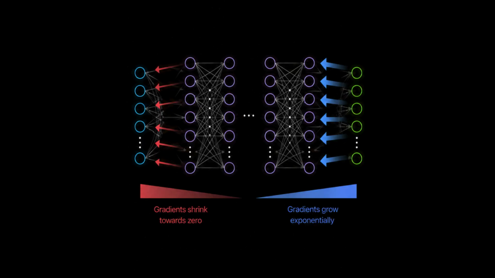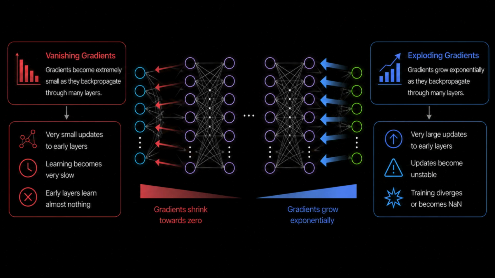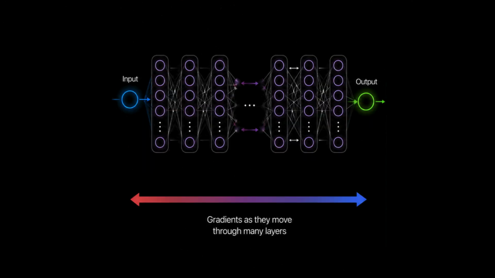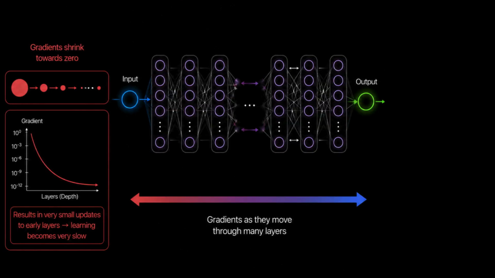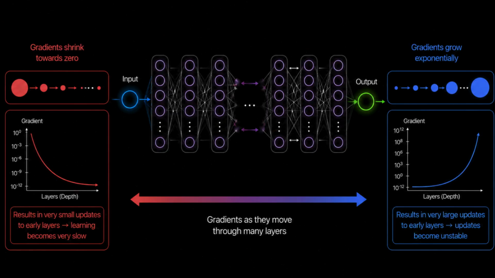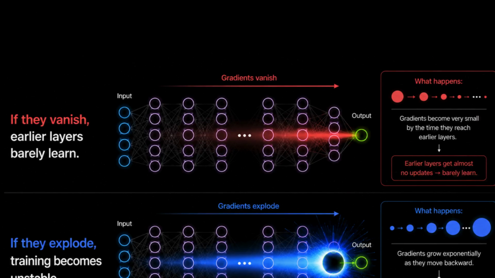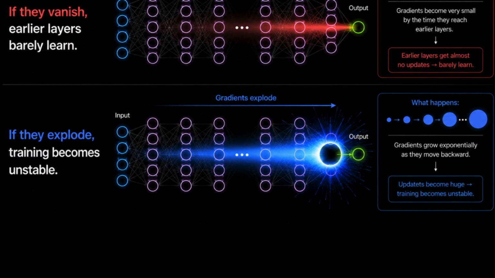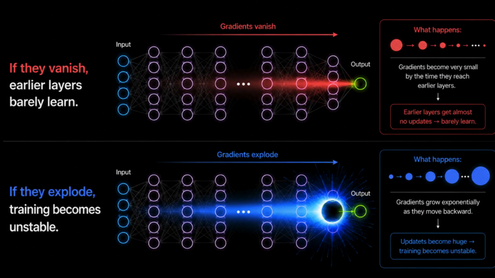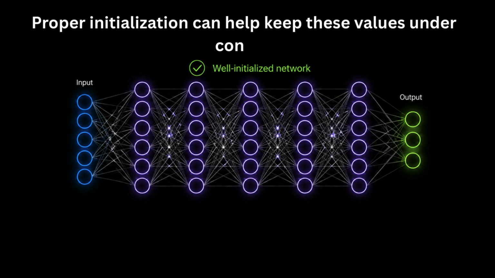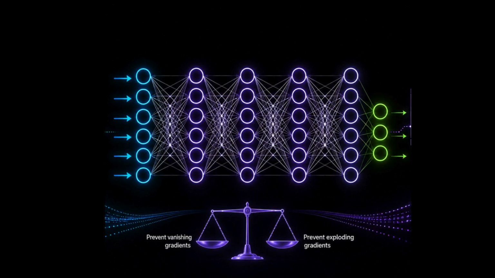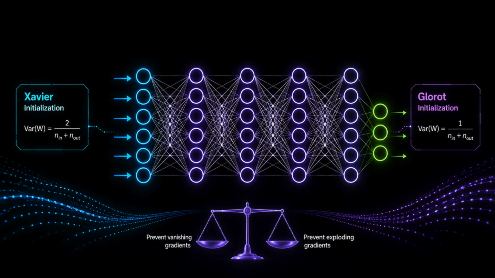But deep networks still face another challenge: vanishing and exploding gradients. As gradients move through many layers, repeated multiplication can make them extremely small or extremely large. If they vanish, earlier layers barely learn. If they explode, training becomes unstable. Proper initialization can help keep these values under control. Techniques such as Xavier and Glorot initialization were developed to help with this problem.